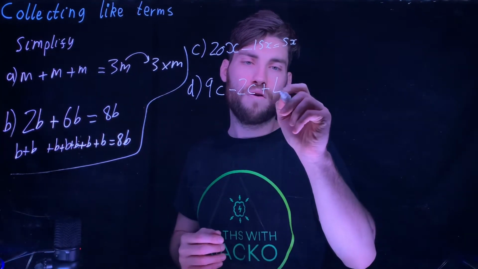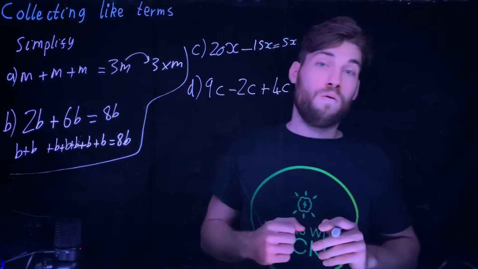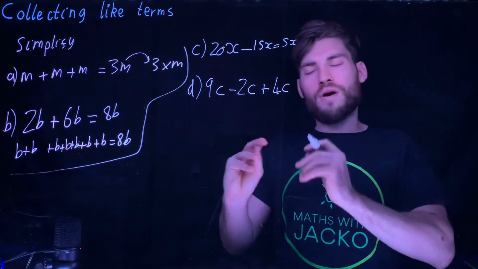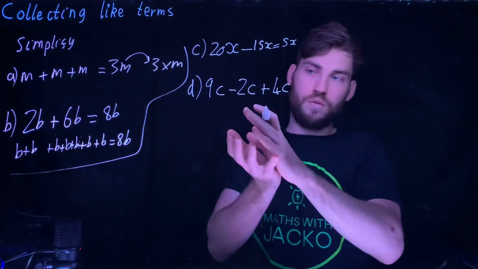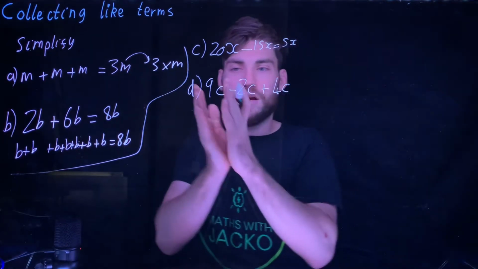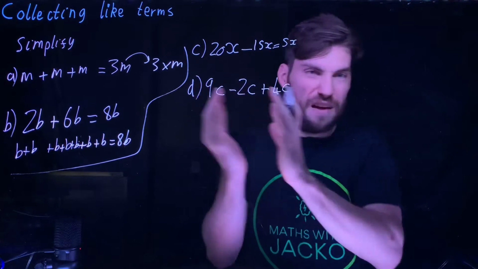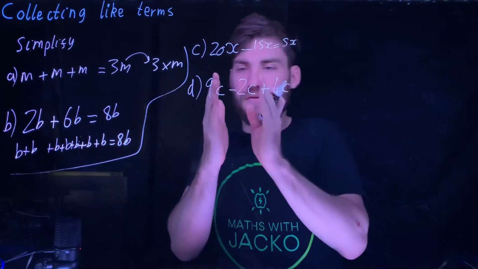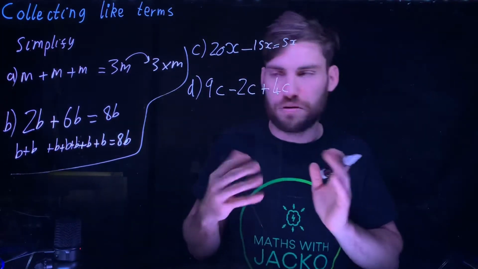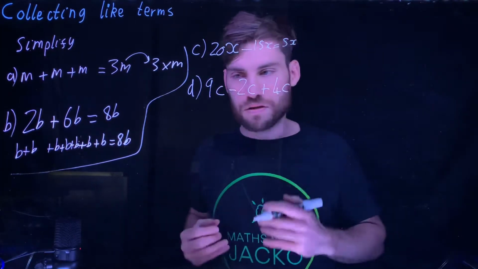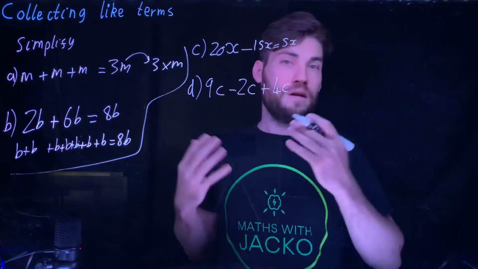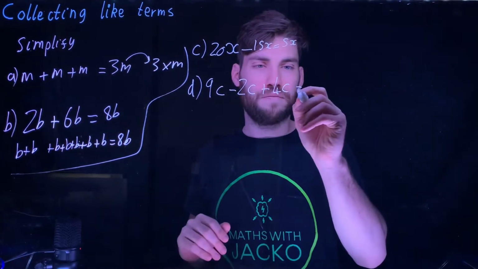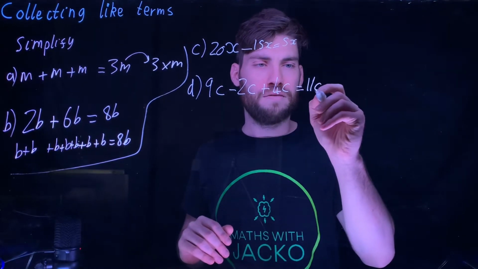So pause it, have a go. Right, you don't have to do any kind of big maths for this one. Because it's subtracting and adding, you just follow from left to right. That's all you do, because subtracting and adding work the same way. It doesn't matter if you subtract 2 first or add 4 first, you'll still get the same answer. So 9c minus 2c is 7c. 7c add 4c is 11c. And that is it for that one.